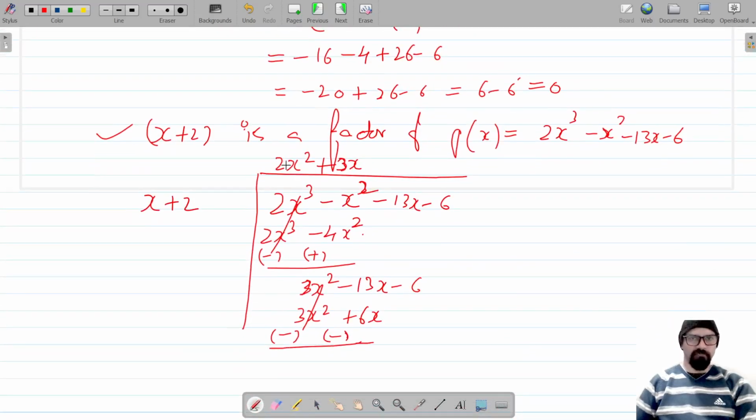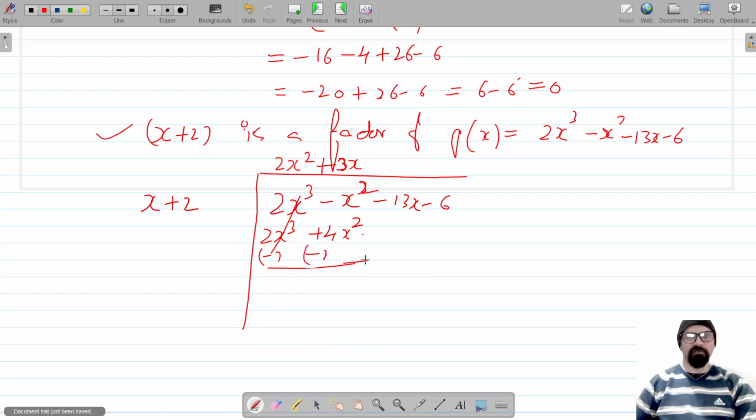So we multiplied it with 2, which gives me 2x cubed, and this is 4. This is actually 4, positive 4. So this becomes negative, which becomes negative 5x squared minus 13x minus 6. Okay, so we multiply it with negative 5.